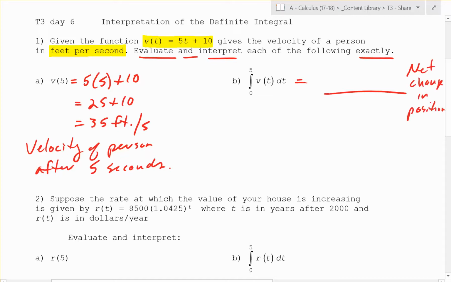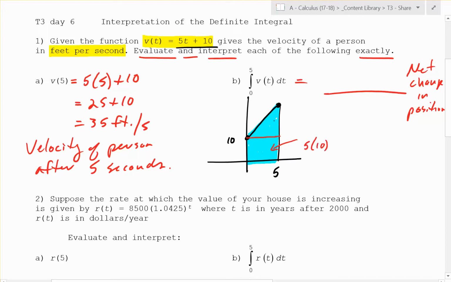So how do you find this exactly? Well, this is a linear function, so you can actually do this by hand. You know it's 5t plus 10, so that's going to have a y-intercept of 10 and a slope of 5. And it's going all the way to 5, because we're going from 0 to 5. So it's just asking for the area underneath this shape, and you can do that by hand. We'll break it up into a rectangle and a triangle. The area in that rectangle is base times height, so that's 5 times 10, which is 50.